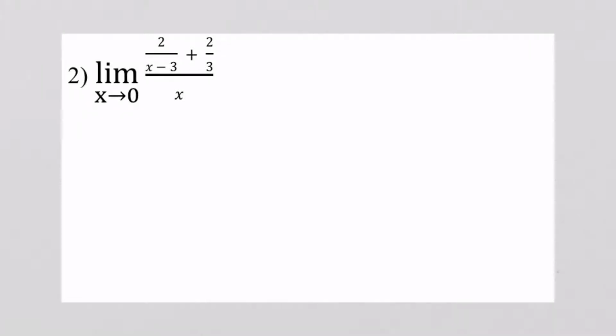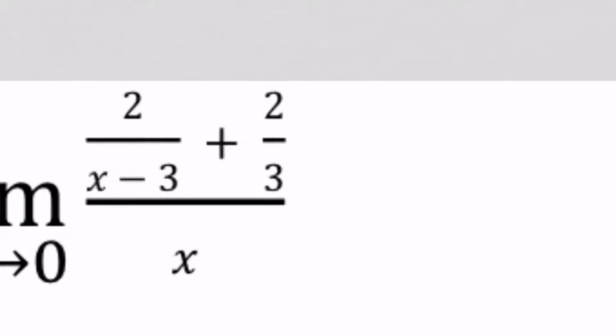All right, second problem, our second limit finding technique. Could you plug in 0? Well, 0 minus 3 is minus 3, so I have a negative 2/3 as my first term and a positive 2/3 as my second term, so that's 0. In the bottom, I just have an x, so that's 0, so that will not work. And so we need technique number 2.